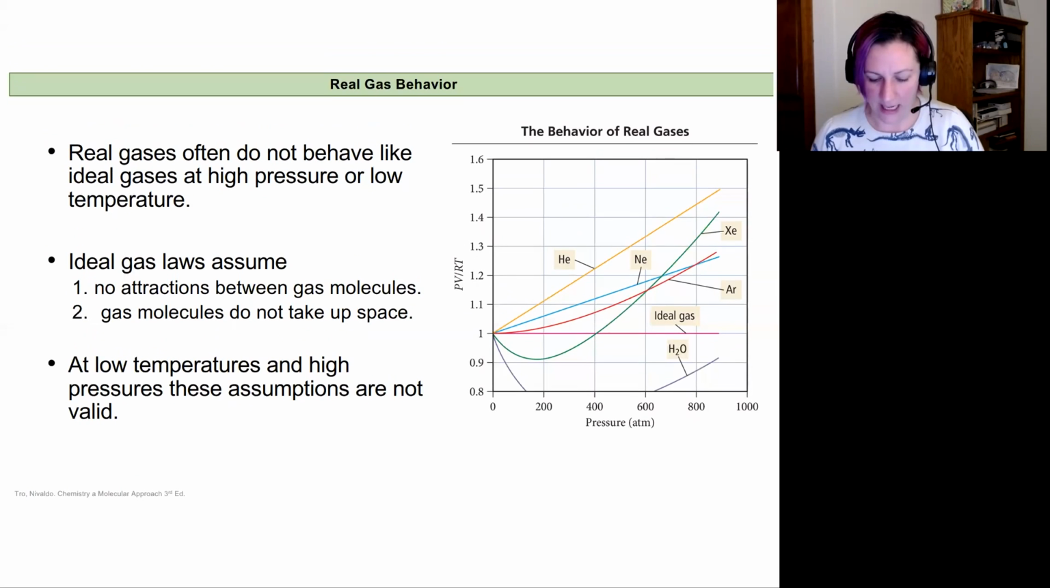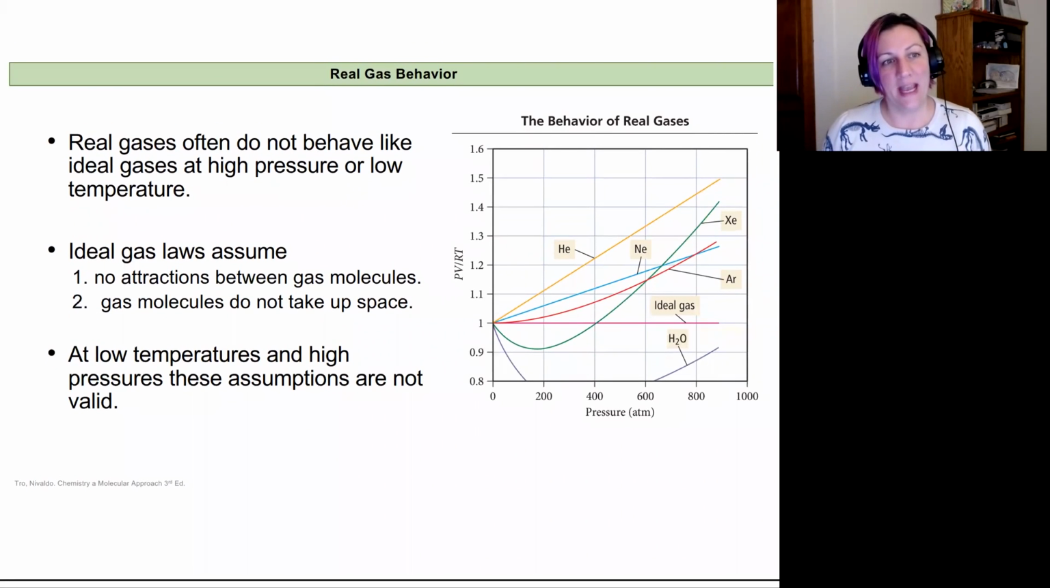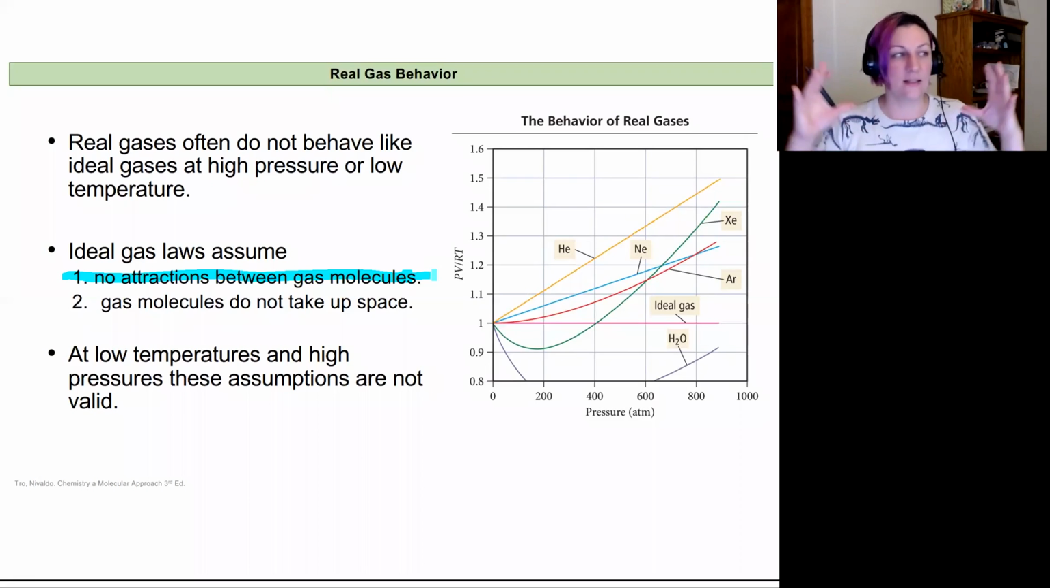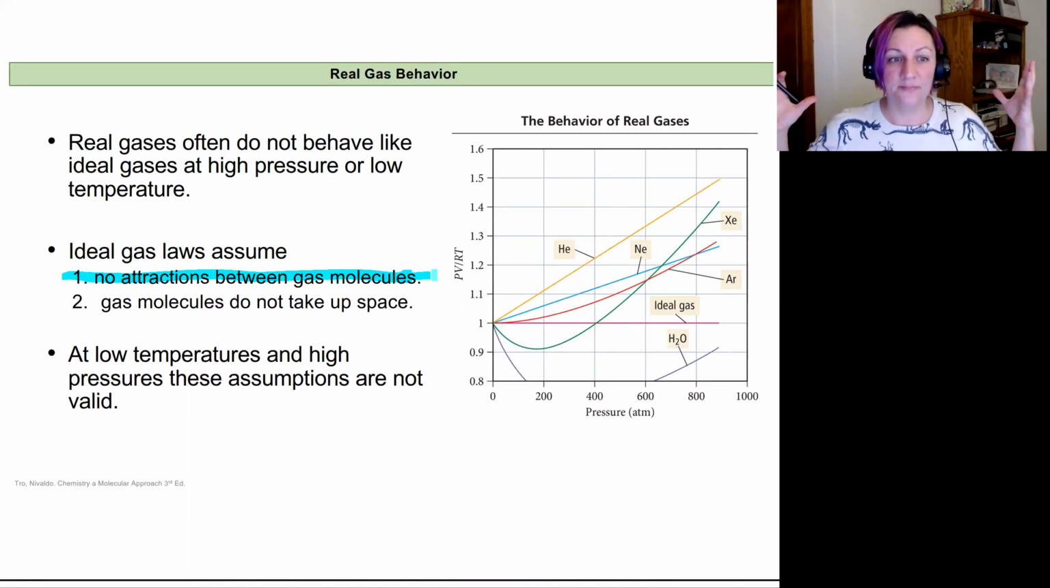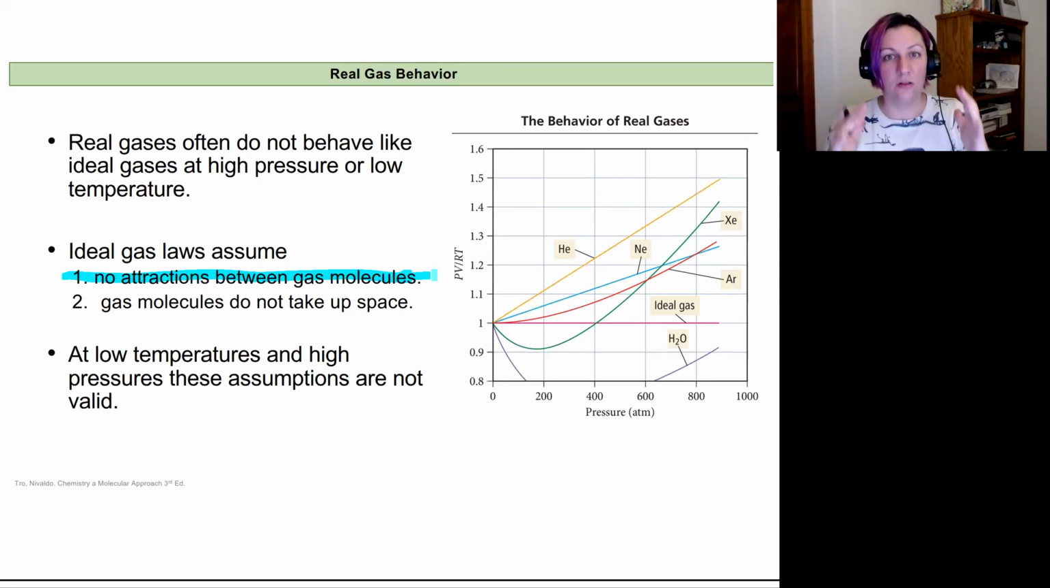So, looking at real gases, they don't always behave like an ideal gas, and we typically see this happen at high pressures or low temperatures. Now, there's two assumptions in the ideal gas law as part of kinetic molecular theory that break down under high pressure and low temperature. The first is that we had to assume that there were no attractions between gas molecules. It's okay to make the assumption that this is negligible because in our gases, the particles are so far apart. But under really high pressures or low temperatures, those particles are going to come closer together.